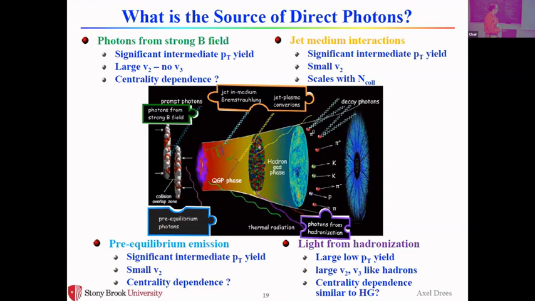There could be something from the pre-equilibrium phase, again in the intermediate pT range, or there could be light from the hadronization itself that typically isn't considered. Specifically, that would be at low pT. It would have a blue shift, and it would probably have a centrality dependence similar to the hadron gas. So from the experimental side, what we still have up our sleeves is a number of data sets that haven't been analyzed from PHENIX and that we are analyzing.